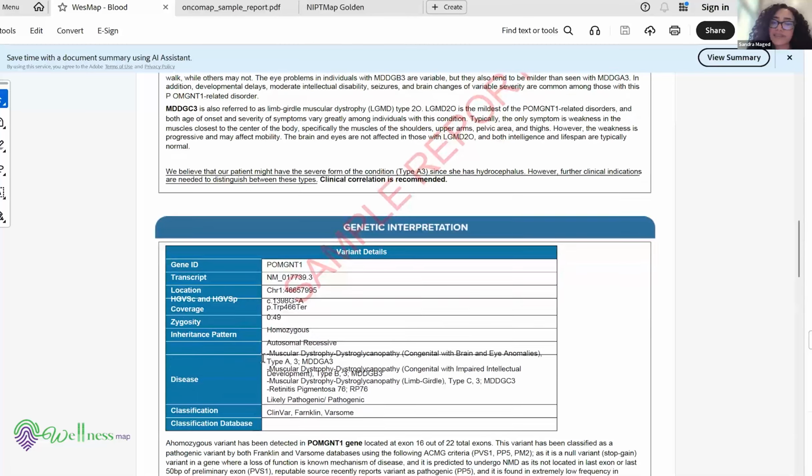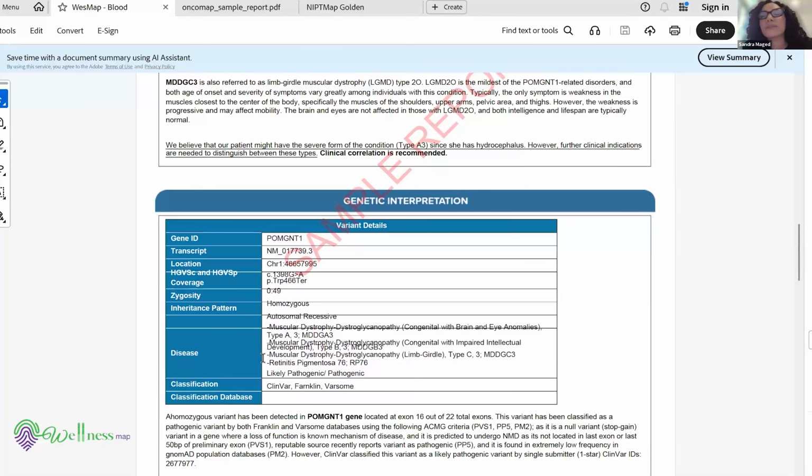Then after that, we see the classification, and it means that there are multiple classification sources in the genetic societies. So we have the ClinVar, and we have Franklin, and we have Varsome. Those three are basically databases that are out there and available as well. We can always take the gene ID or the location or the transcript and put it in these specific databases to understand more about those genes and that variant that we've seen in this patient. So that's the classification database.